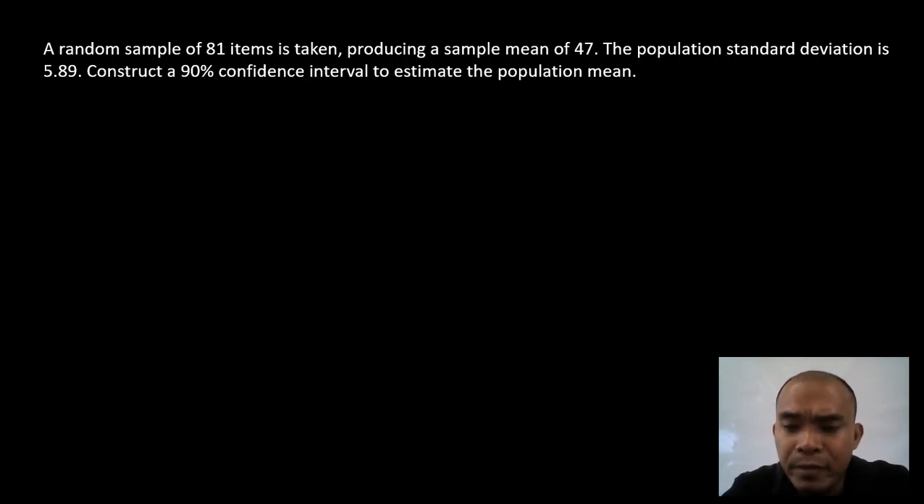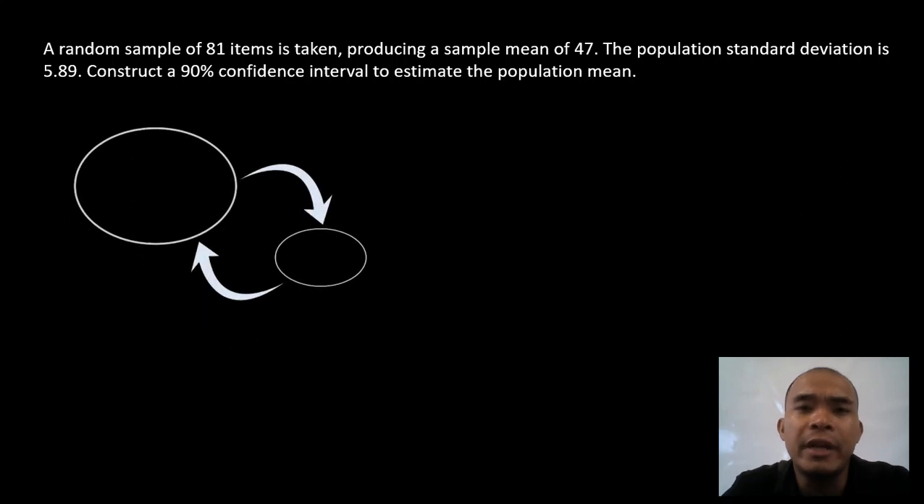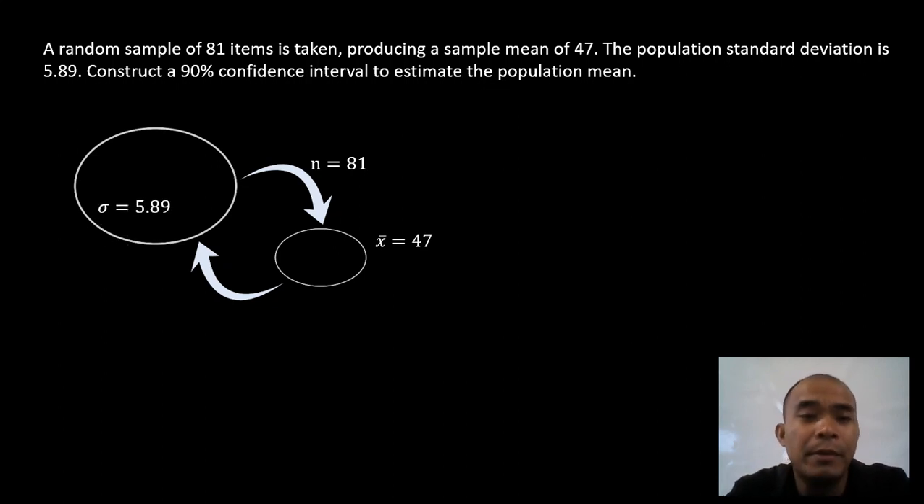Okay, so before we read the problem, we have to first draw the framework of the problem, and then every time we read some values, we put those values in our framework. Let's start. A random sample of 81 items is taken, so that is the sample size, producing a sample mean of 47. The population standard deviation is 5.89. We put the population standard deviation and then compute a 90% confidence interval.